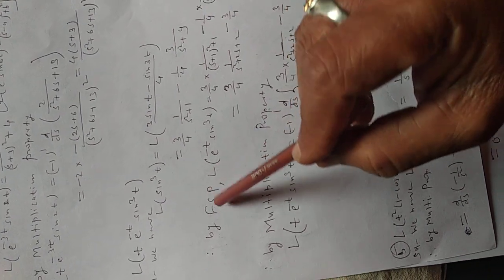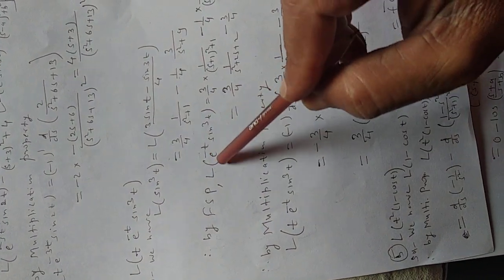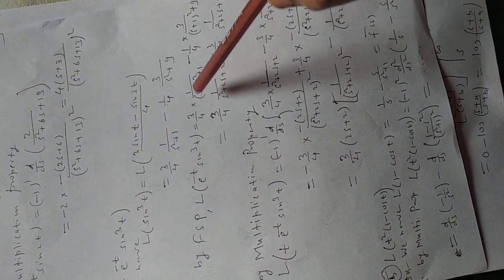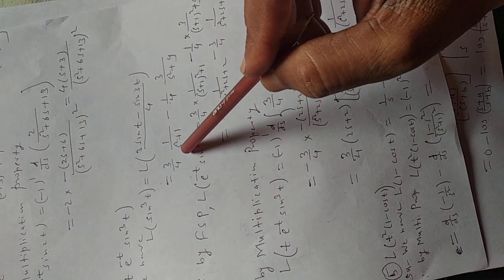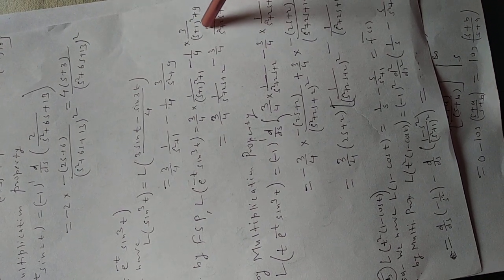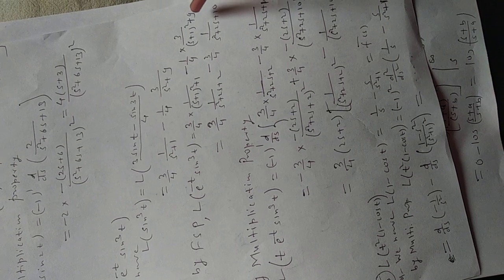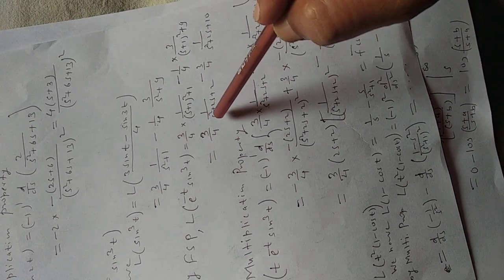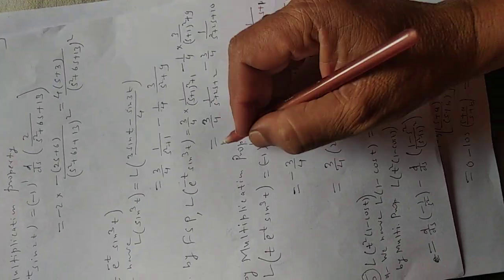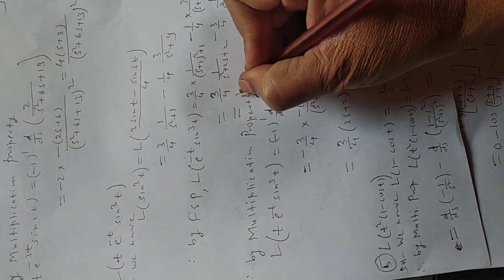And therefore by first shifting property, Laplace of e raised to minus t sine cube t is 3 by 4, s should be replaced by s plus 1. s plus 1 bracket square plus 1, minus 1 by 4 into 3 upon, s should be replaced by s plus 1 bracket square plus 9. So this one is your Laplace of e raised to minus t into sine cube t. That is your f bar s.